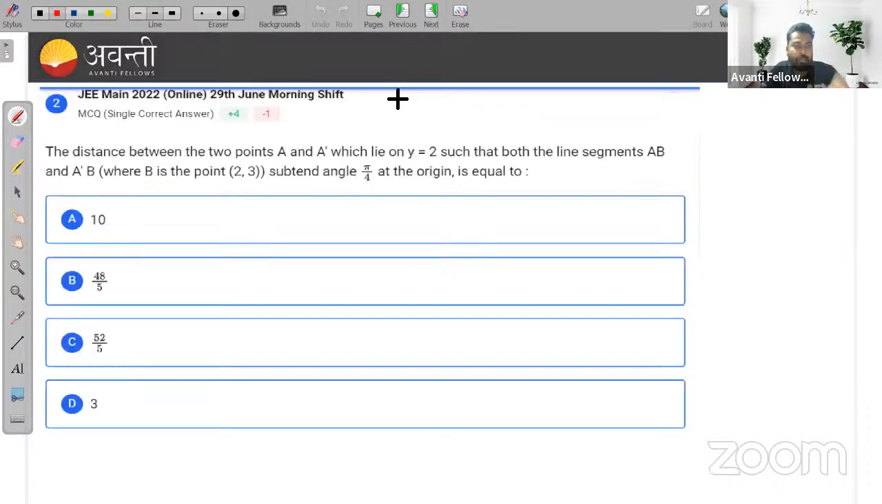Here it is given that the distance between the 2 points A and A dash, which lie on y is equal to 2, is such that both the line segments AB and A dash B, where B is the point 2, 3, subtend an angle pi by 4 at the origin. So how can we find the distance between the points A and A dash? It's actually a lengthy question also. We don't have time. Let's discuss the method.